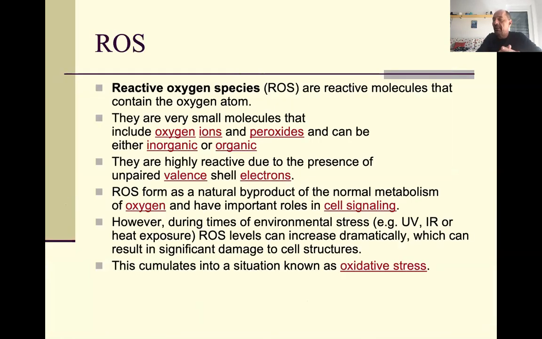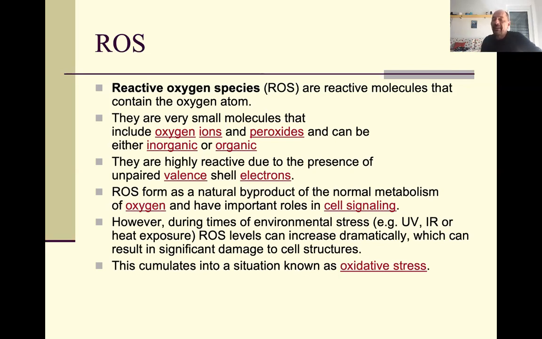So this is in general the book definition of reactive oxygen species. They include oxygen ions and peroxide and can be inorganic and organic. They are, of course, highly reactive. We have seen this. Actually, ROS, this is important to point out, are a natural byproduct of our metabolism. Because we live, we produce ROS. And they are not useless. They are not only bad. They are very important in cell-to-cell signaling. So they are not there by chance.